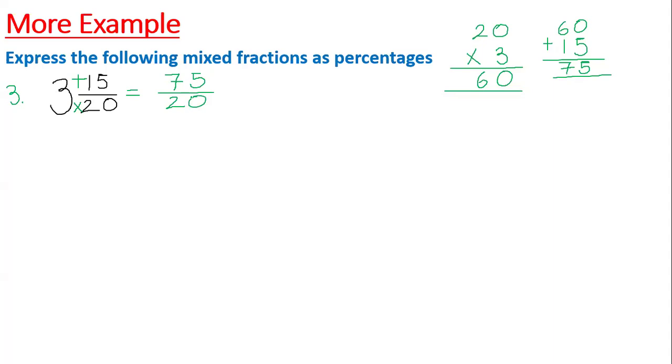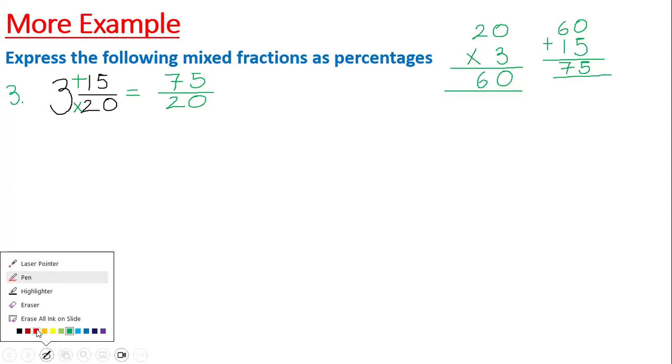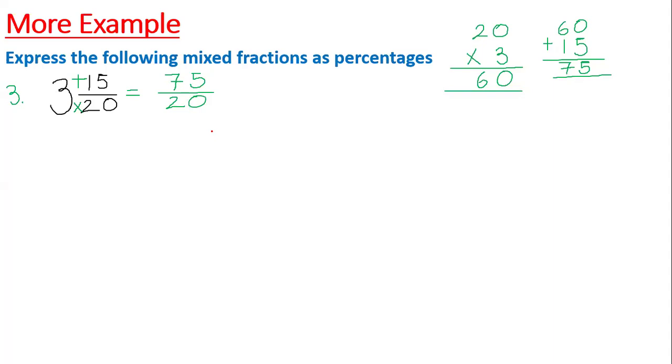What we could do is take this mixed fraction and convert it into a percentage. So how are we going to do that? Multiply by 100 over 1. So we're going to say 75 over 20 multiplied by 100 over 1.